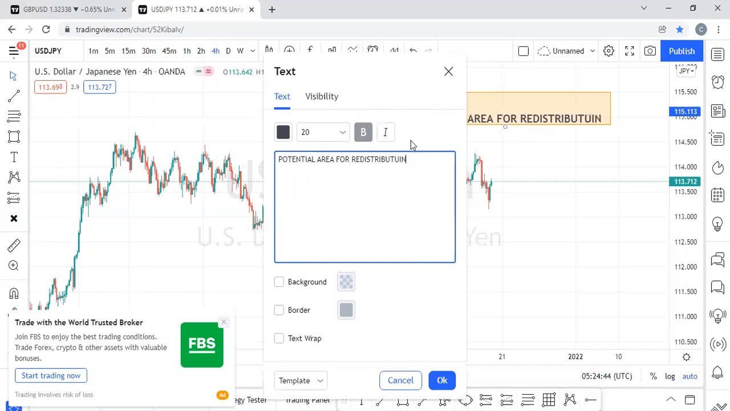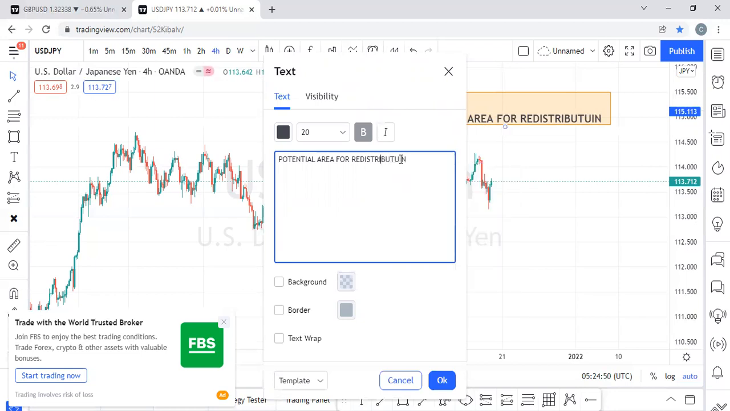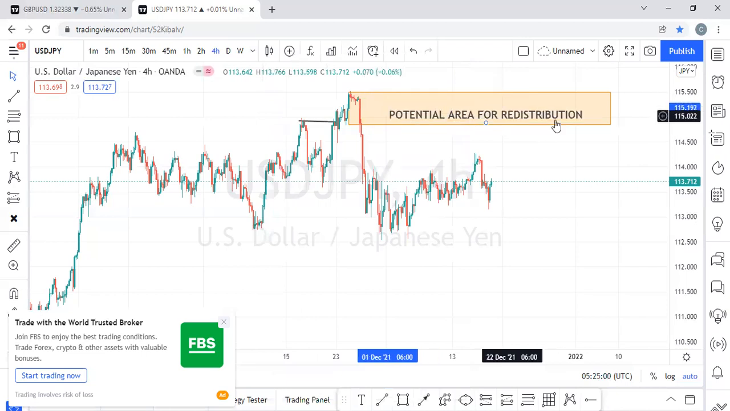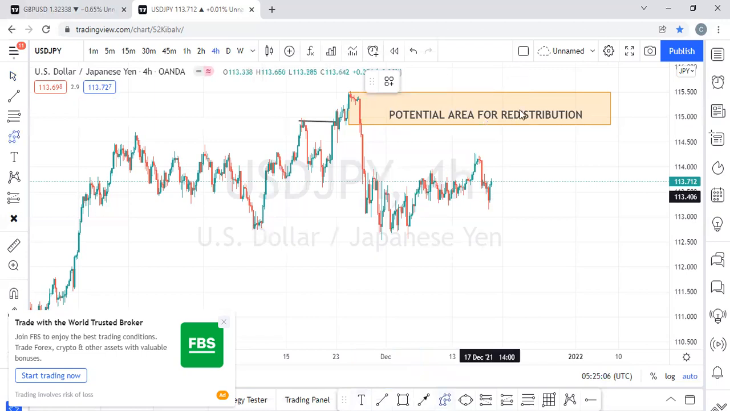Right. So that's what I'm looking at for. It's an area for redistribution. Right. So I'm looking at for the market to come here and give us our sell in this zone, and then we are selling all the way down. So we have to wait patiently to see the market is going to be able to buy into this zone and then give us a massive sell.